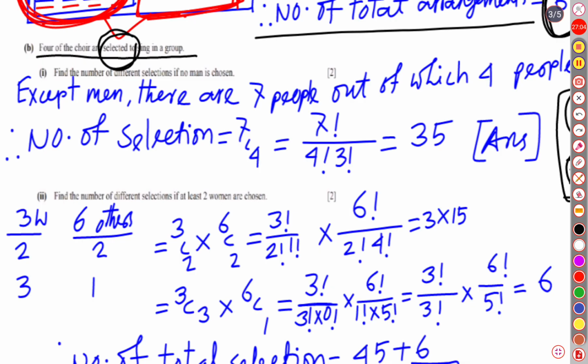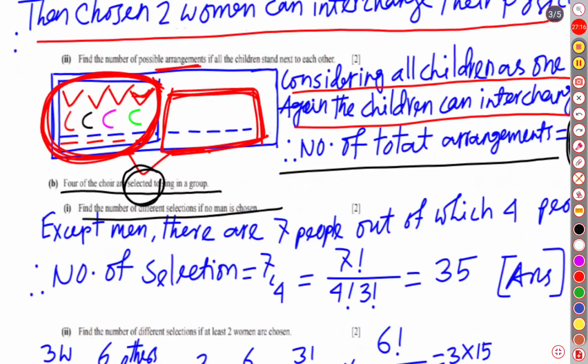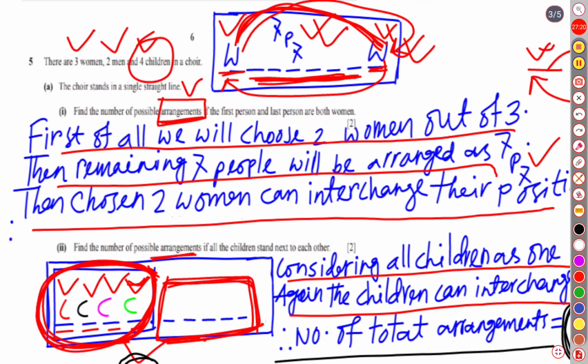Then they told the first condition, there are some restrictions also. Find the number of different selections if no man is chosen. Let's see how many people are there. Total 9 people. Out of 9, the clue word is no man is chosen. How many men are there? There are only 2 men. If we subtract or avoid these 2 men, how many are remaining? 3 women, 4 children, 7.